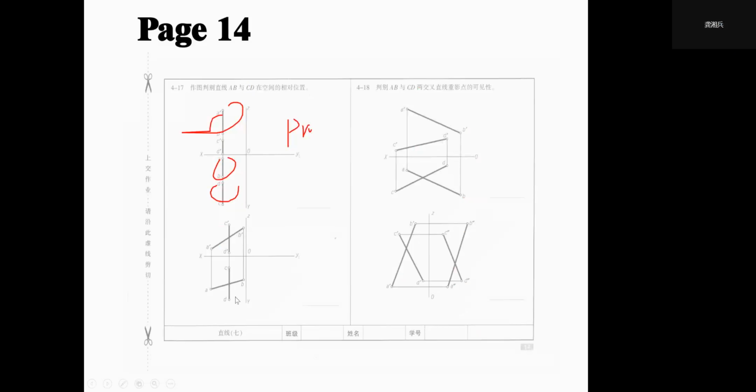And how about this one? This one you can use the ratio. Tell me quickly, this one equal to this one is not equal to this one. So this one K is not the same point. So this one is a skew line.